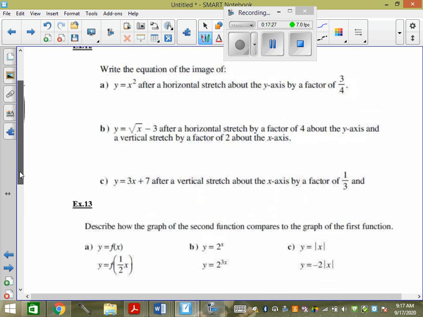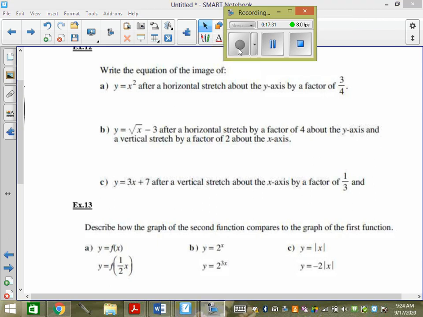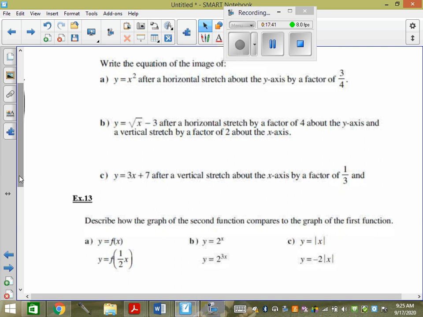Example 12, example 13. Write the equation of the image of y equals x squared with a horizontal stretch by a factor of 3/4. So we know x is going to be replaced with 4/3, right? So we're going to go y equals, put it in a bracket if you're replacing it, 4/3 x, squared. That one's not too bad, because the original still was just a base function, the parent function of y equals x squared.